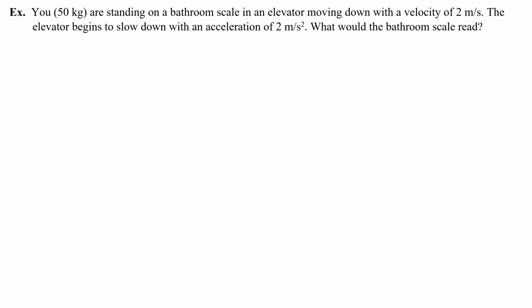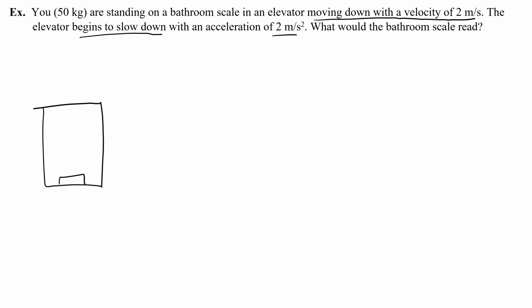Okay, last one. You are standing on a bathroom scale in an elevator moving down with a velocity of 2 meters per second. The elevator begins to slow down with an acceleration of 2 meters per second squared. What would the bathroom scale read? All right, so here's the trick to this problem. We have to decide if the acceleration is positive or negative. You're told that you're moving down with a velocity of 2 meters per second. And then you slow down. What does that mean about the direction of your acceleration?